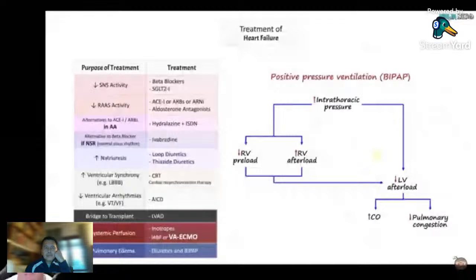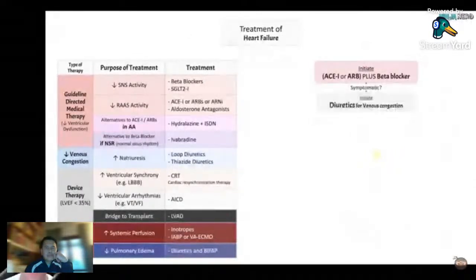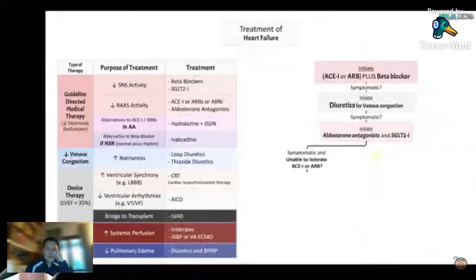All right, I know this is a lot. Let's go through this in a systematic approach. A patient comes in, they have heart failure, you've changed their modifiable risk factors. After that, you start them on an ACE inhibitor or an ARB, plus a beta blocker. If they're still symptomatic, give them diuretics to reduce venous congestion, whether it's systemic or pulmonary. If they're still symptomatic, add on a mineralocorticoid receptor antagonist and an SGLT2 inhibitor. If they're still symptomatic, and they're potentially unable to tolerate an ACE inhibitor or an ARB, well, switch them. Switch to an ARNI if possible, so an angiotensin receptor neprilysin inhibitor.